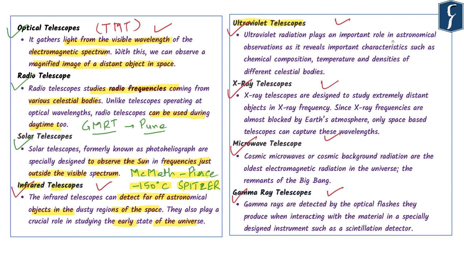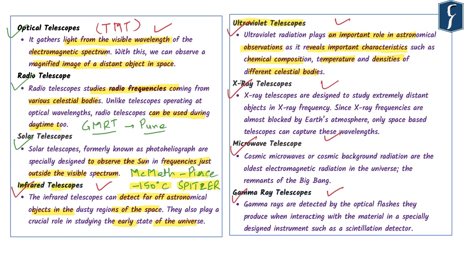Ultraviolet telescopes play a different role from infrared telescopes. They play an important role in astronomical observation as they reveal important characteristics such as chemical composition, temperature, and densities of the different celestial bodies. So, this is how the difference is between ultraviolet and infrared telescopes.